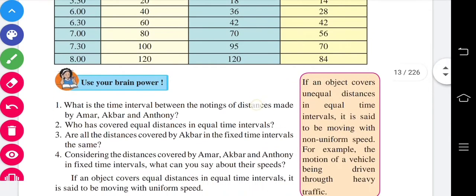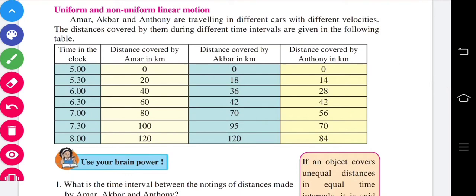Yes. So the next one is: who covers equal distance in equal intervals of time? All three have covered equal distance in equal intervals of time. So the third one is: is the distance covered by Amar in a fixed time interval the same? Yes. Considering the distance covered by Amar, Akbar and Antony in a fixed time interval, what can you say about their speed? Their speed will be different. Why? Or same?